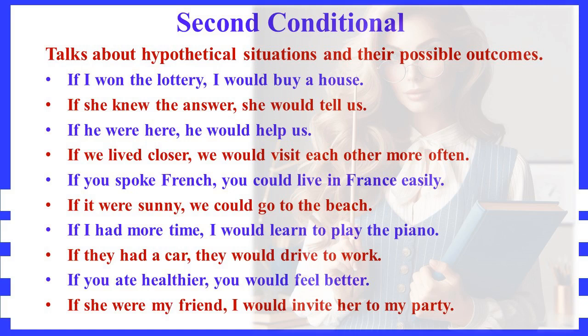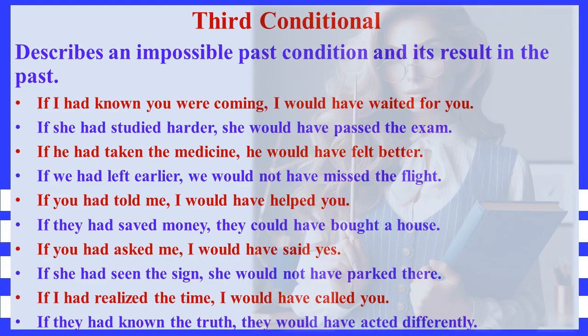If I had more time, I would learn to play the piano. If they had a car, they would drive to work. If you ate healthier, you would feel better. If she were my friend, I would invite her to my party. Third conditional. Describes an impossible past condition and its result in the past.